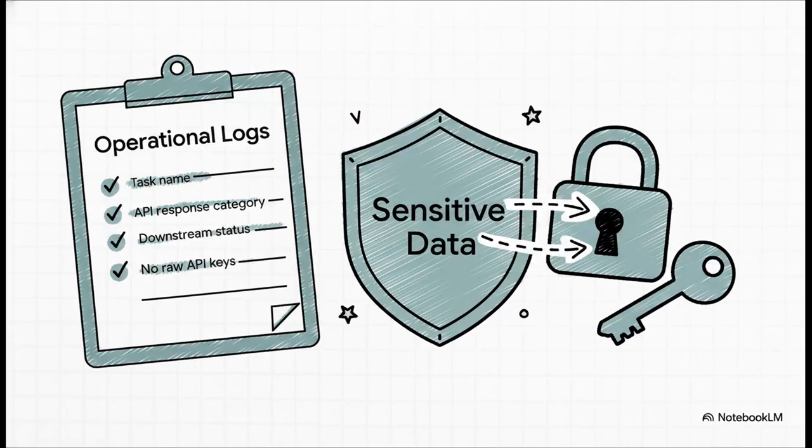To actually spot these errors, your operational logs need to be precise. Vague logs like CAPTCHA failed or worker error literally tell you nothing useful. You should be logging the task name, the CAPTCHA method, the attempt count, polling duration, API response category, timeout status, and the downstream status. But, and this is a massive security warning, folks, do not log your API keys, raw tokens, credentials, or any sensitive user data. You want to aid debugging, not create a glaring security vulnerability.